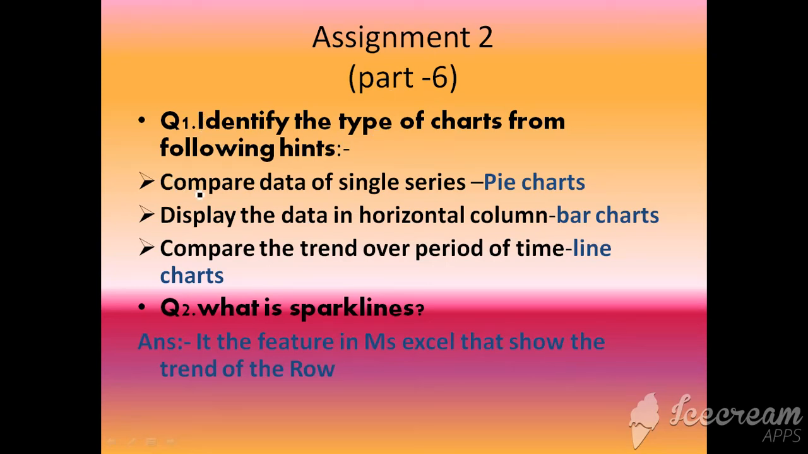The first question was to compare data of a single series. How can you compare data of a single series? That is using a pie chart. Clear? Next one is display the data in horizontal columns. Which chart displays that? A bar chart. Compare the trend. I have shown you the bear, whale and dolphin. There are three animals and the trends are best shown by a line chart, right?